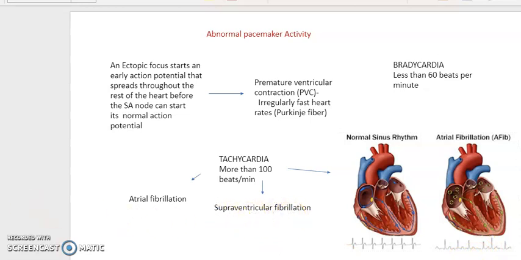So bradycardia, that's going to be where our heart has less than 60 beats per minute. Tachycardia, again, might be caused by medication, anxiety, external stimuli.